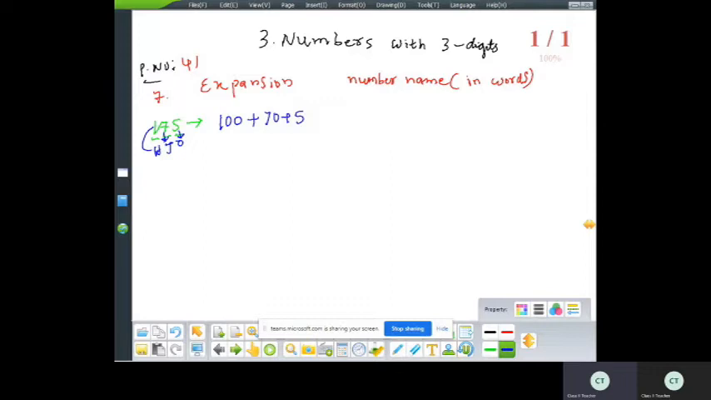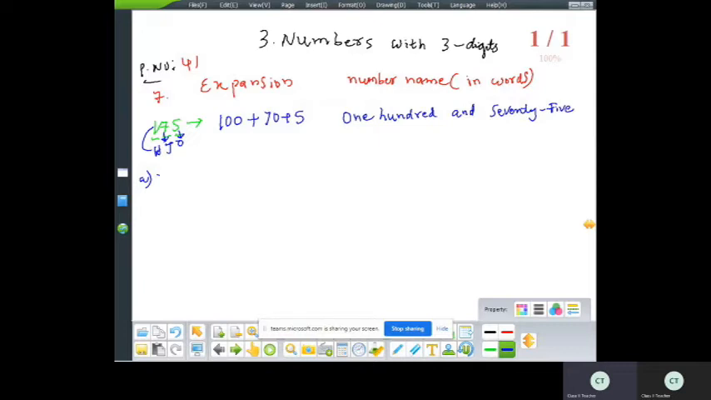Yes. Number name or in words: 100 and 75. One hundred and 75. This is the first one. Example over.